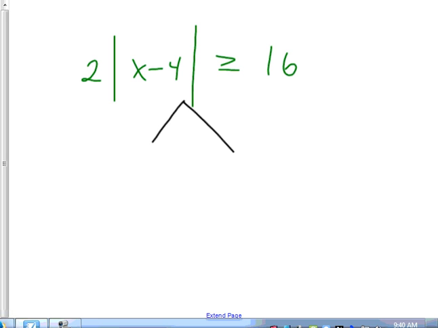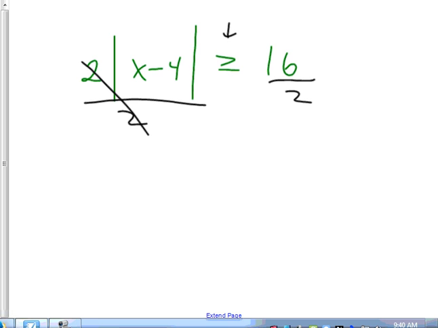Do I split it right away? No, what do I got to do first? Divide by 2. I divide both sides by 2. Does that affect my sign in the middle here or not? No, dividing by 2 is pretty innocuous. If I had divided by -2, though, remember I'd reverse the sign. So then this becomes an 8.